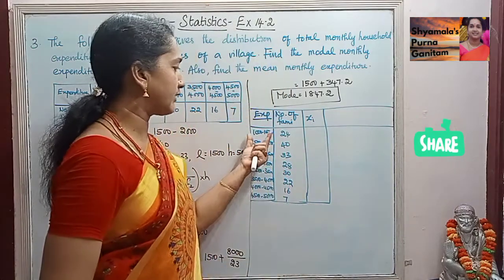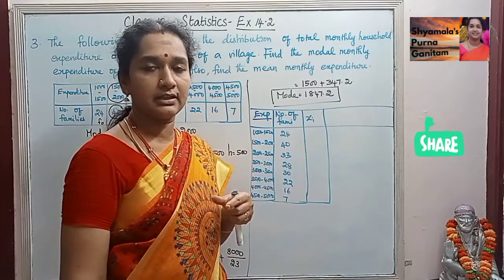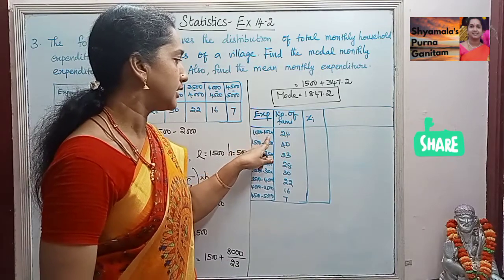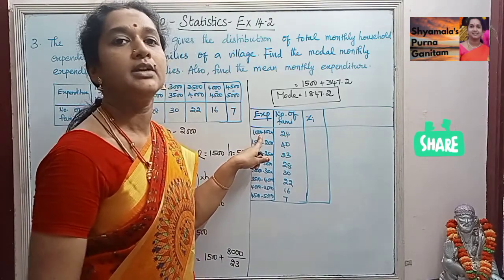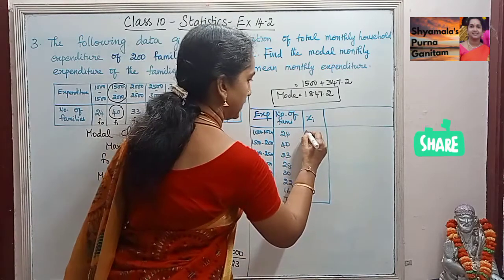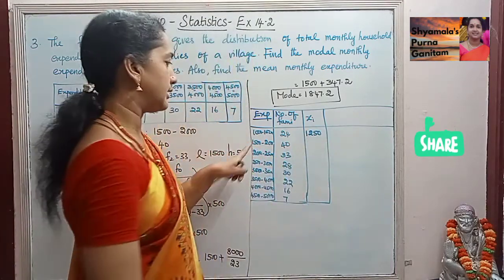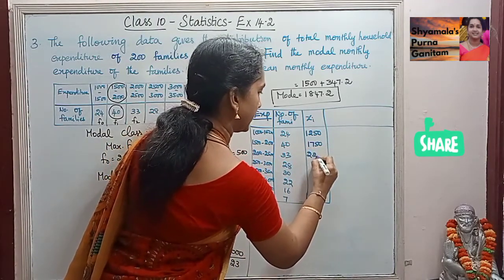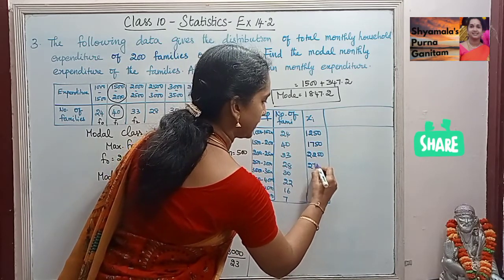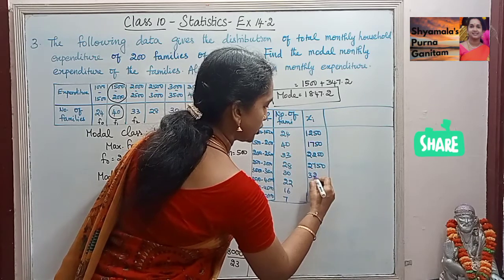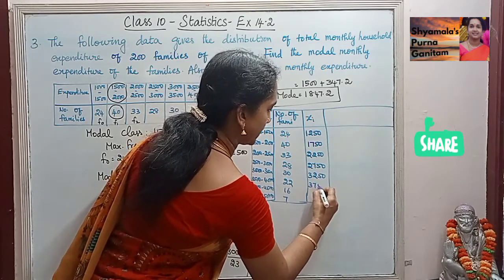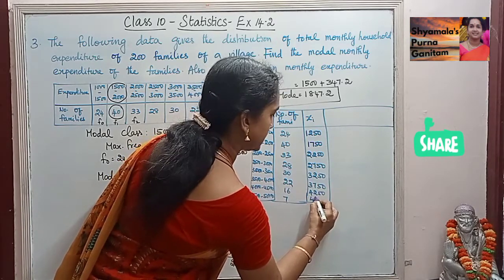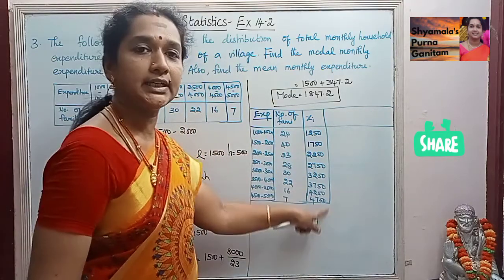Since we have very big numbers, we use the third method, the step deviation method. First we will calculate xi. Xi is (1500 plus 1000) divided by 2, that is 2500 divided by 2, which gives 1250. Then the next ones are 1750, 2250, 2750, 3250, 3750, 4250, and 4750. So these are all the xi values.